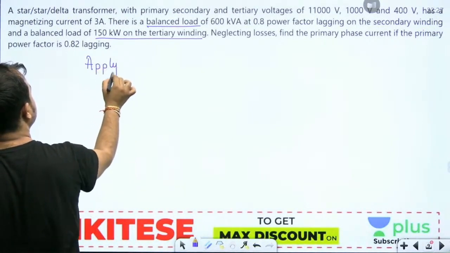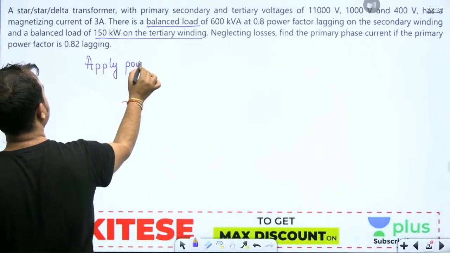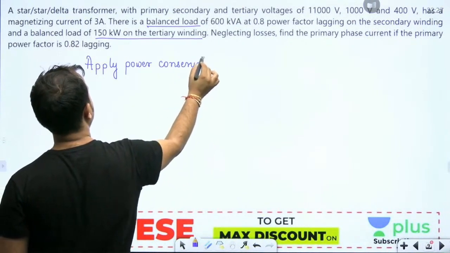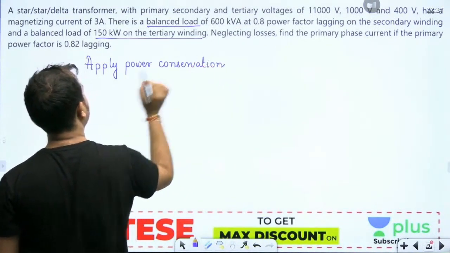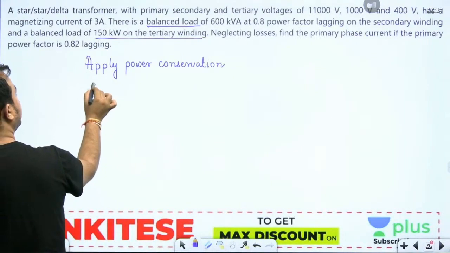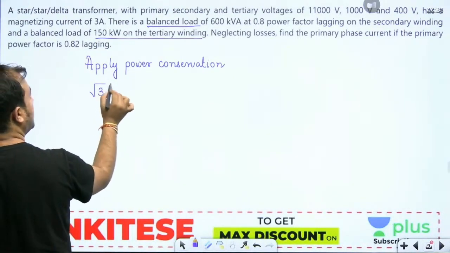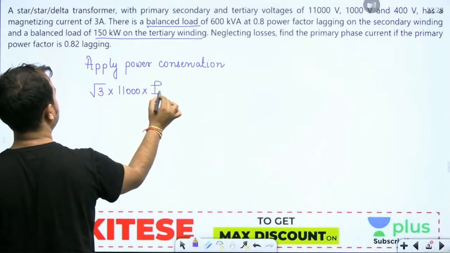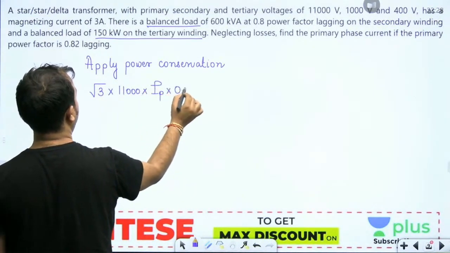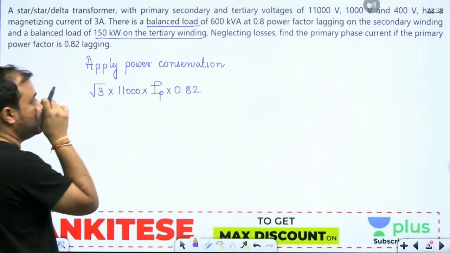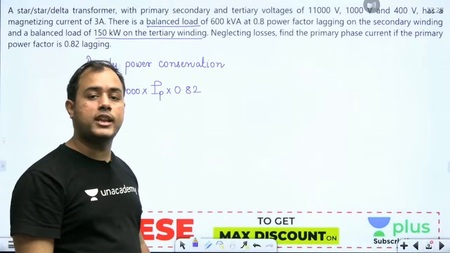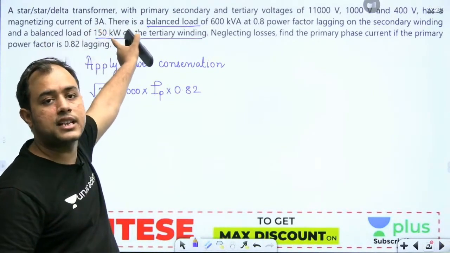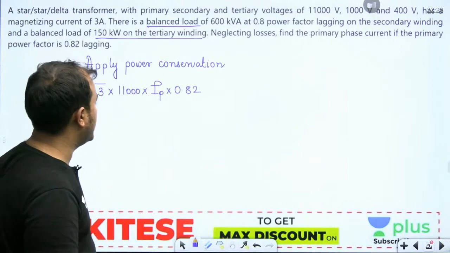Apply power conservation. So what I'll say, the primary real power is root 3 VL IL cos phi. The primary power factor is also given. Now you will say, sir, it is asking phase current. Why are you taking line current? My friend, the primary is star. In case of star, the phase and the line current are equal.